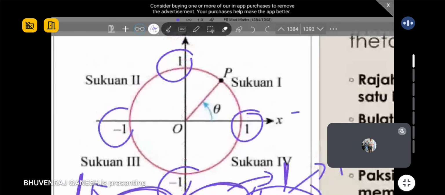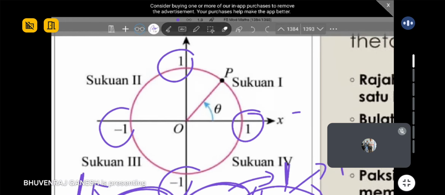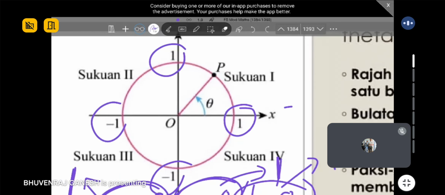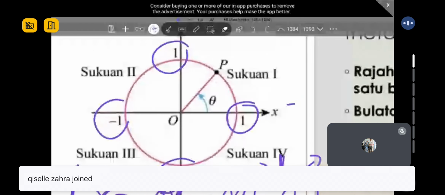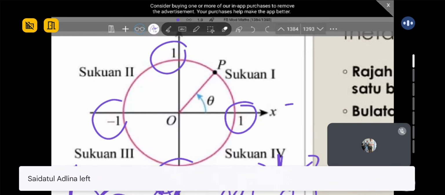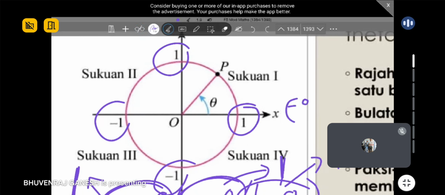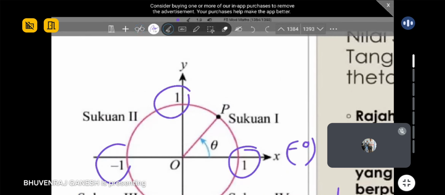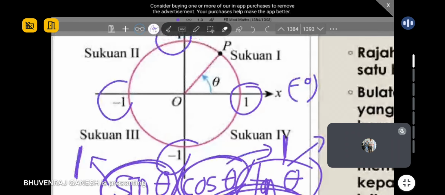So that's why they come up with a unit circle, bulatan unit, where the radius is always 1. Okay, radius actually dia mewakili sudut. Okay, it's representing the angle actually. It's not the length, you know. Dia tak mewakili panjang. Dia mewakili sudut sebenarnya. Okay, this one is in degree. This one is in degree also. Okay. So, clear guys? Jelas tentang bulatan unit ni?